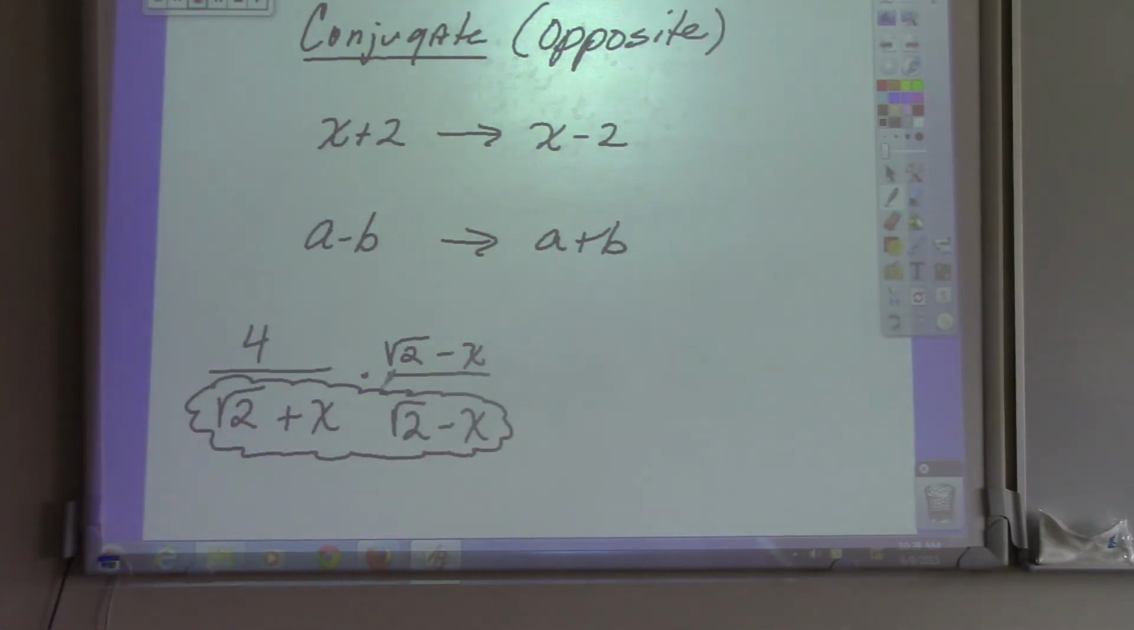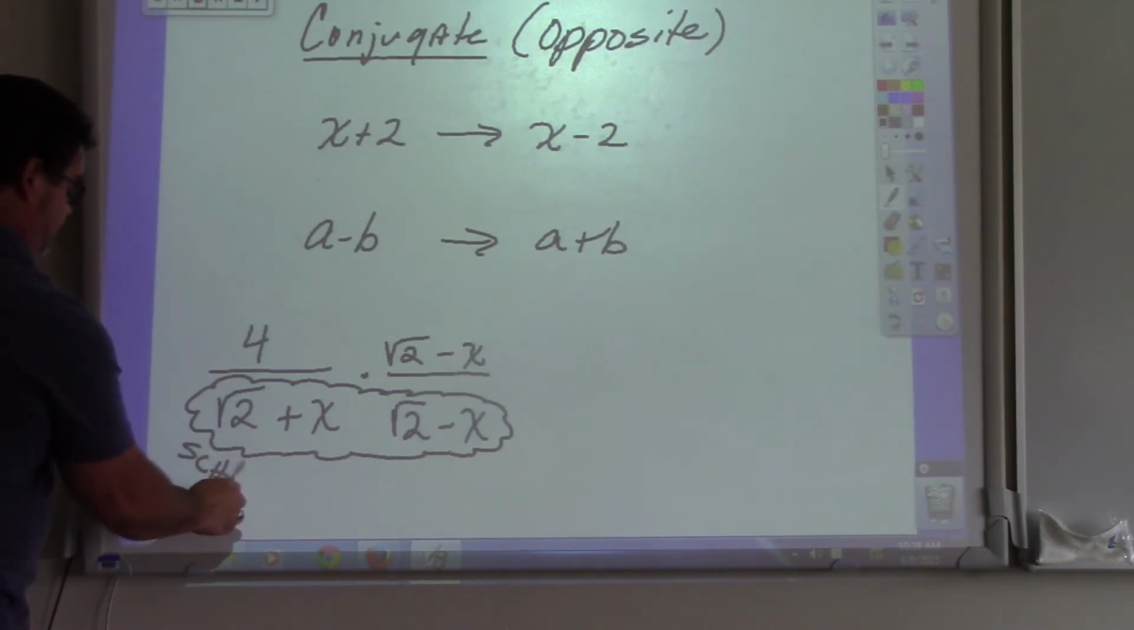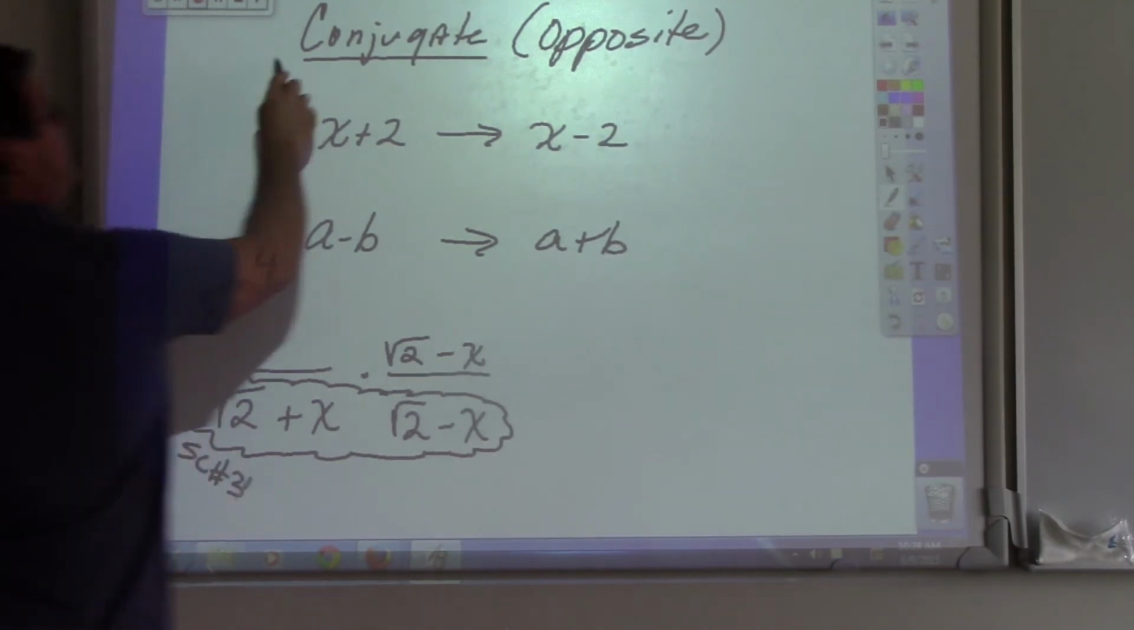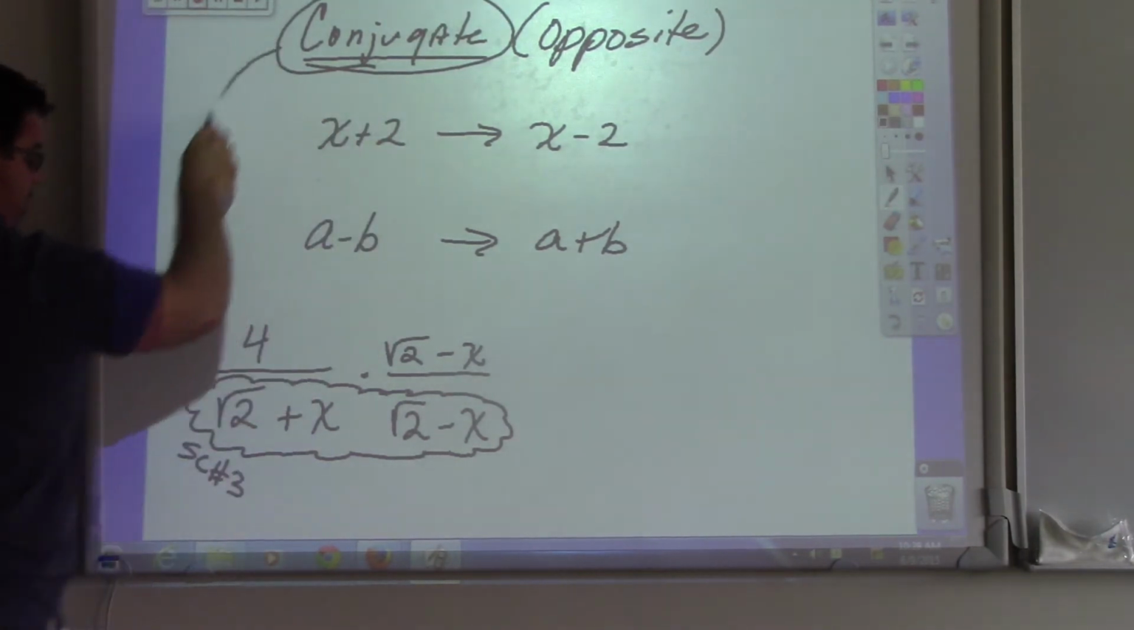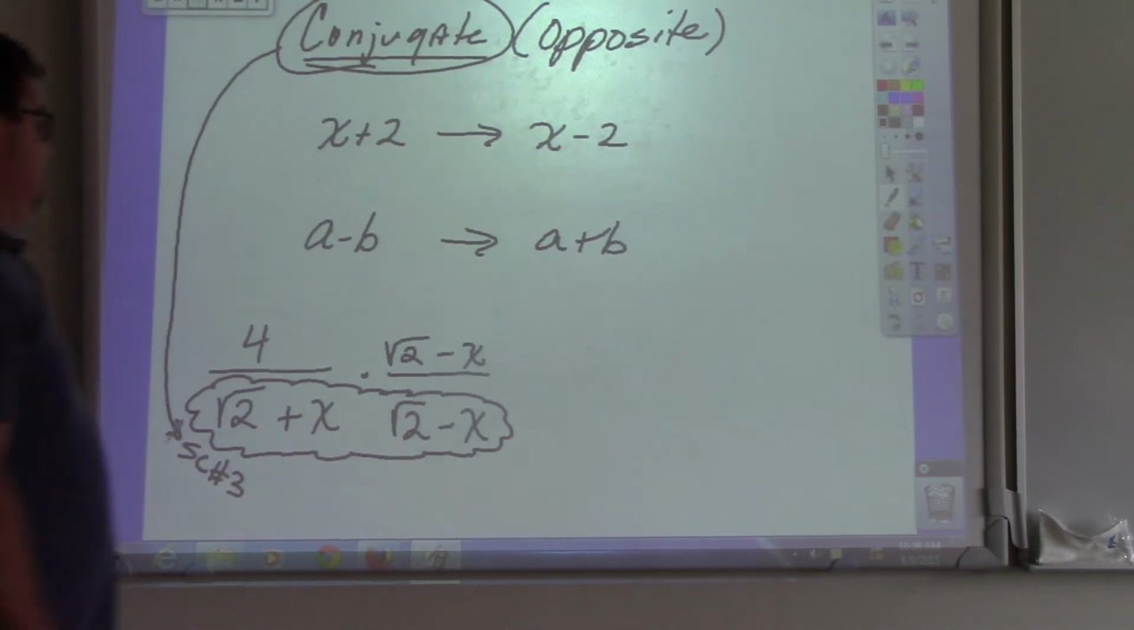Shortcut number 3, Hubert. That's right, class. And that's what it will always give you. When you use the conjugate, it will always give you shortcut what? Number 3, which does away with the radical, because when you square a radical, it goes away.